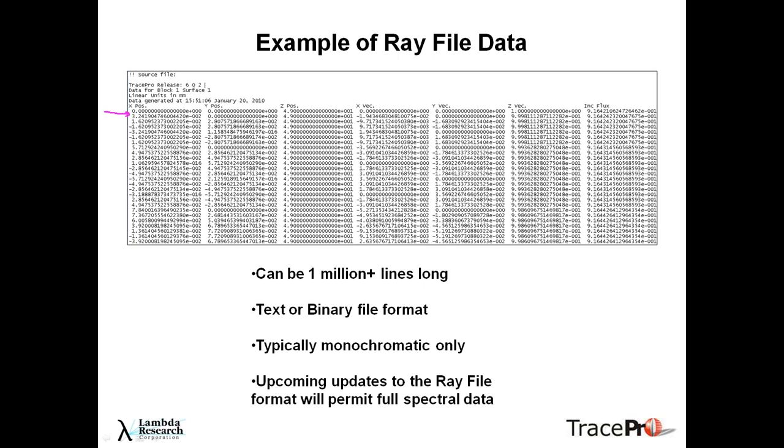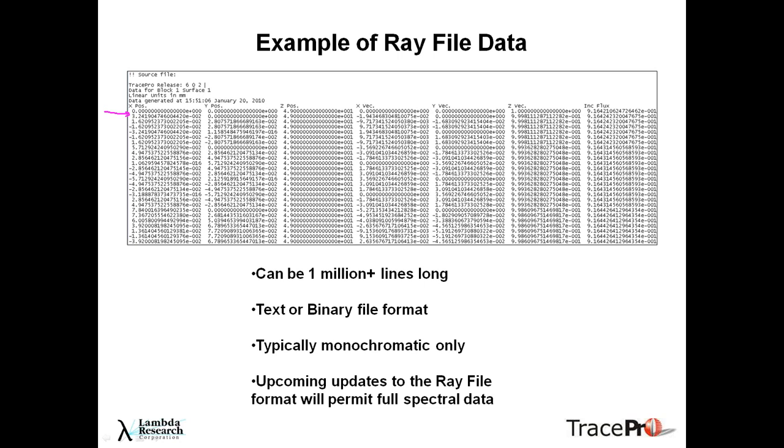Now, as I mentioned, each line represents a ray, so these can be very long if you want to trace a large number of rays, 1 million lines, 5 million lines. Usually the manufacturers will give you the option of downloading different size ray files. This one here is in a text format, so we can read it. We could make changes if we wanted to. But we can also get these in binary format, and the advantage is the files are smaller, but typically you're not going to be able to decode them and read them or make changes to them.